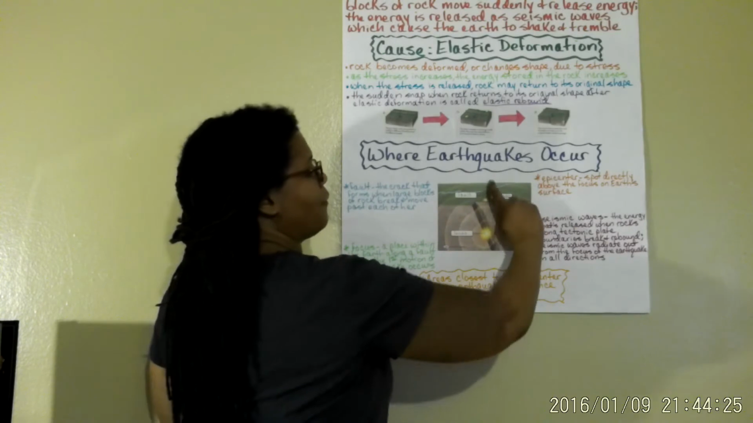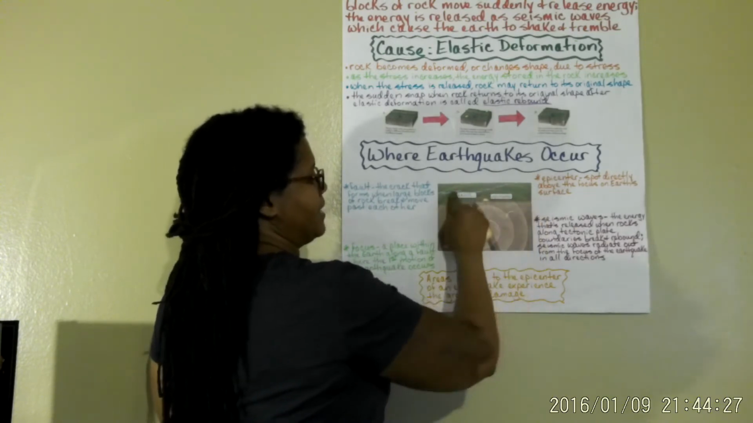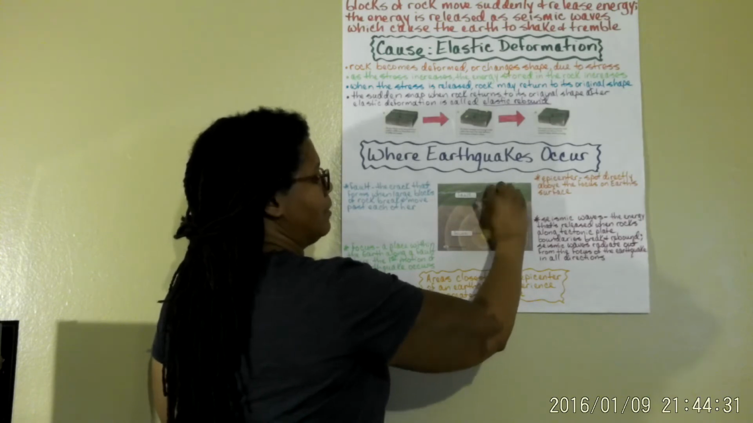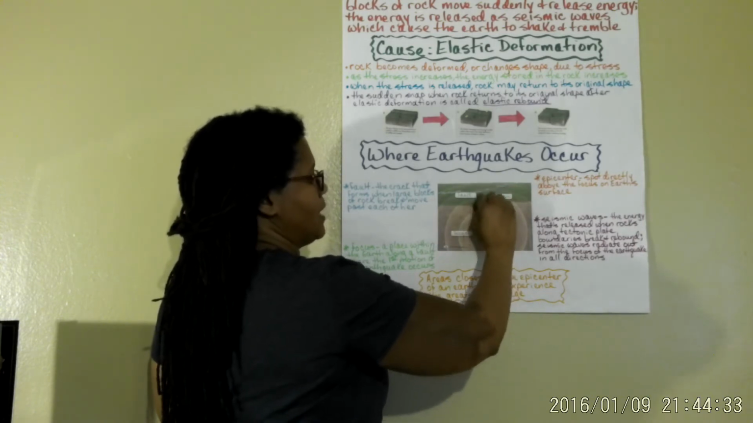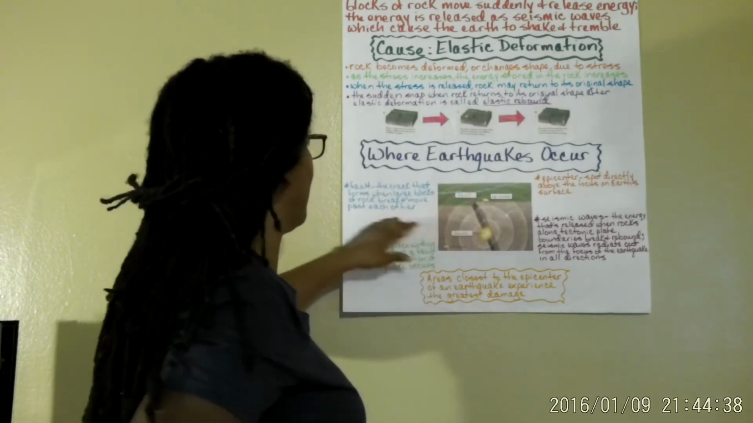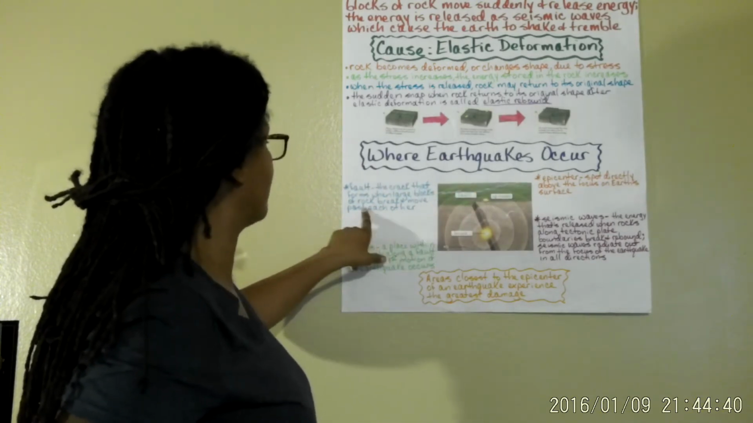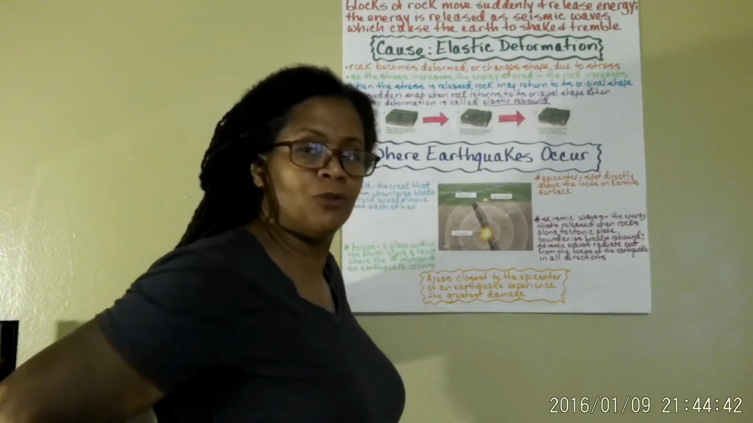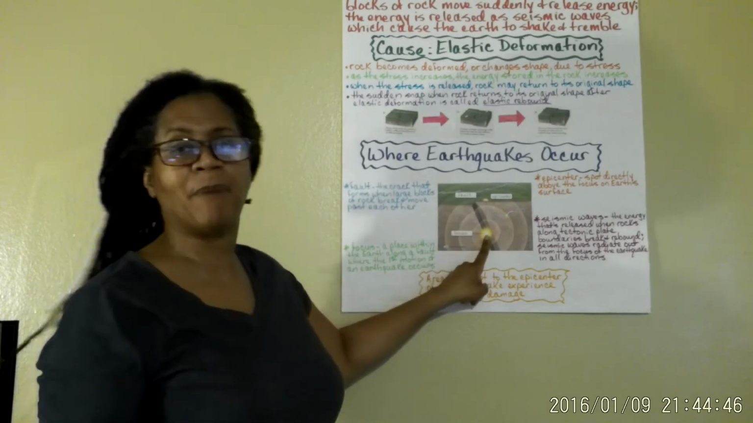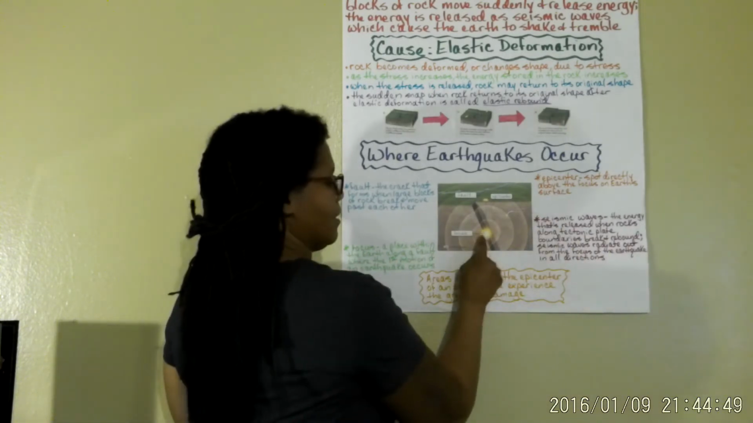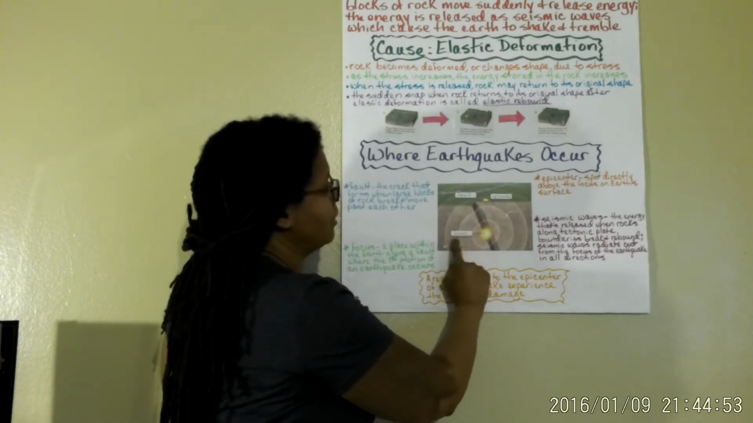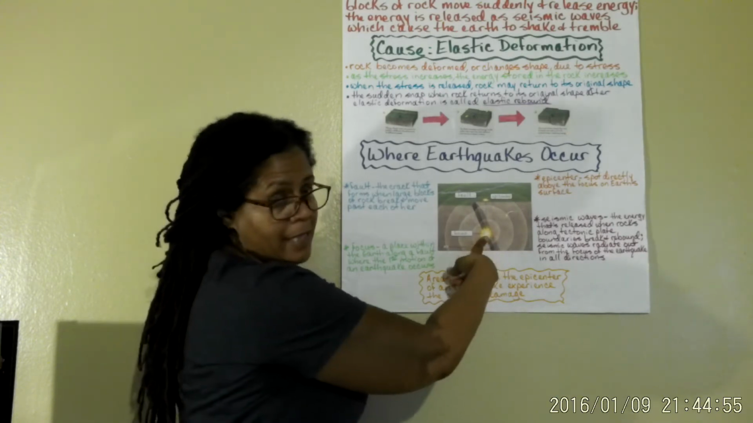So this is the fault line, right? This is the surface, and here's the fault line where the two tectonic plates are sitting right next to each other, okay? And so that's large blocks of rock that break and move past each other, all right? And then there's this spot right here, deep within the earth. This is called a focus, okay?